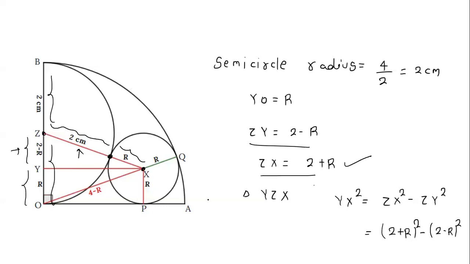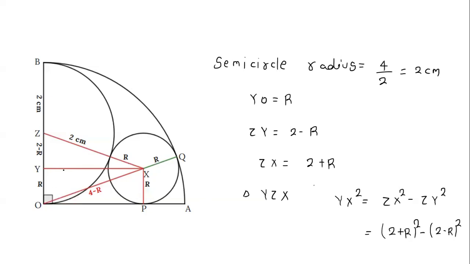And now you see the triangle YZX. So this is Y, this is Z, and this is X. So in this triangle, what we can say, this is 2 plus R, this is 2 minus R.